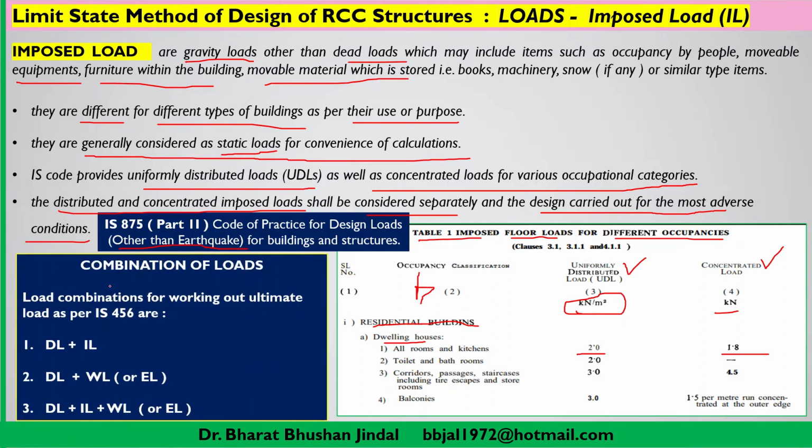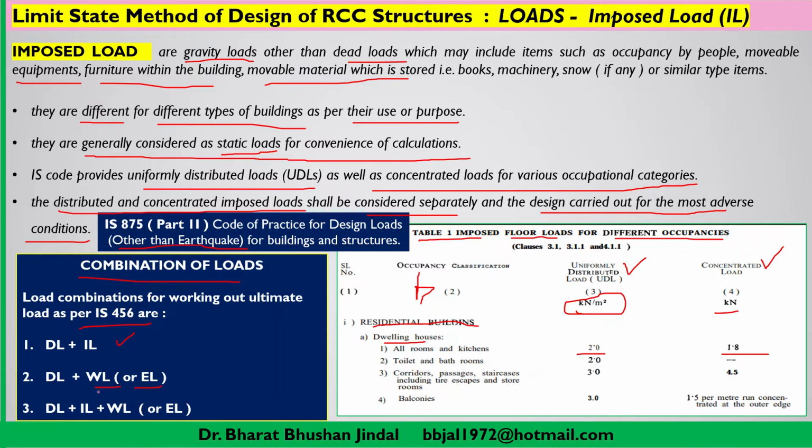Now let us briefly discuss the combination of the loads. As per IS 456 recommendations, the code has given these three types of combination of loads: dead load plus imposed load. That means whatever be the dead load and imposed load, first of all you will be adding them and working out some quantity. Then second will be dead load plus wind load or earthquake load.